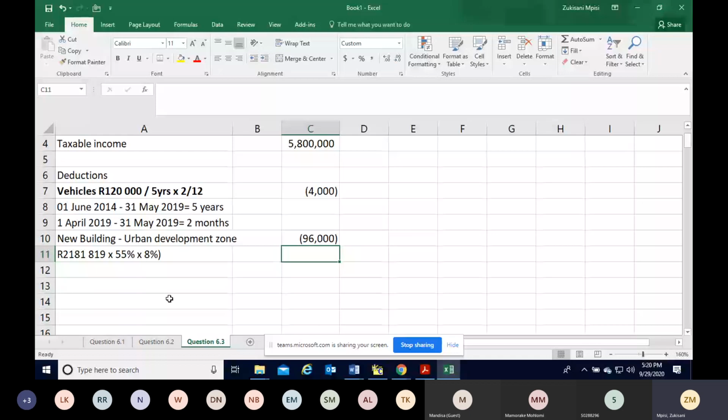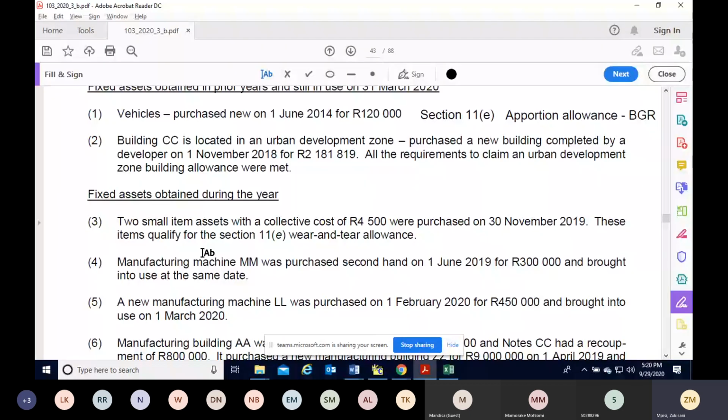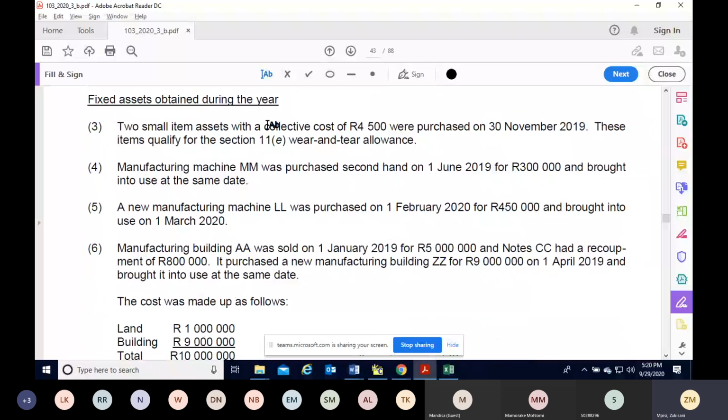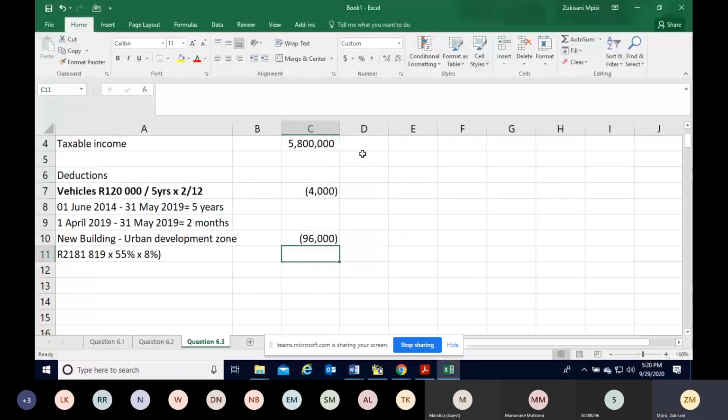Right, let us move on to fixed assets obtained during the year. 2 small items with a collective cost of 4,500 were purchased on 30 November 2019. These items qualify for the Section 11E wear and tear allowance. Now, Section 11E, 2 small assets.